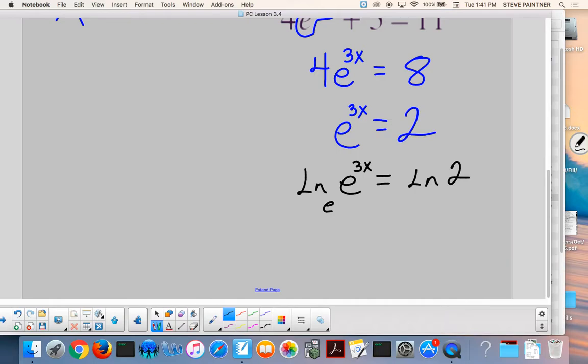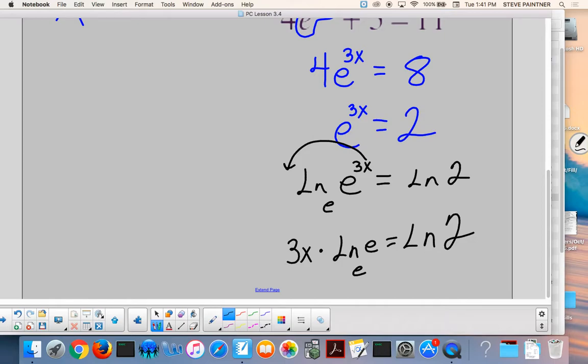Okay, now tell me what to do. Put the exponent where? Out front. So it becomes 3x times the natural log of e, right? Equals natural log of 2.